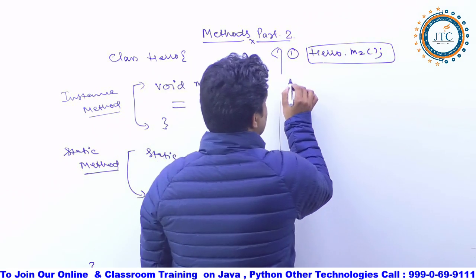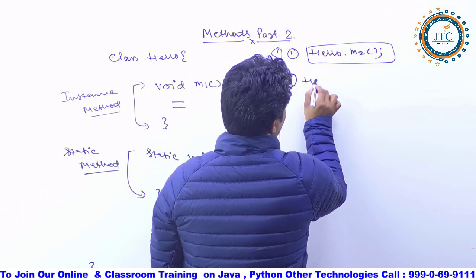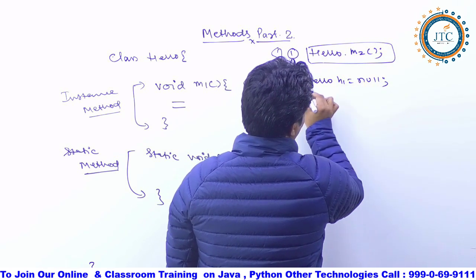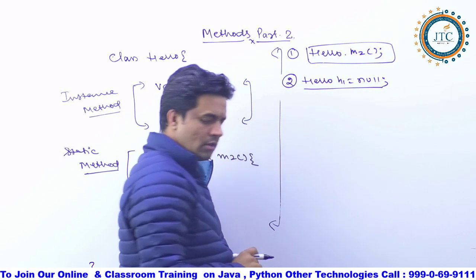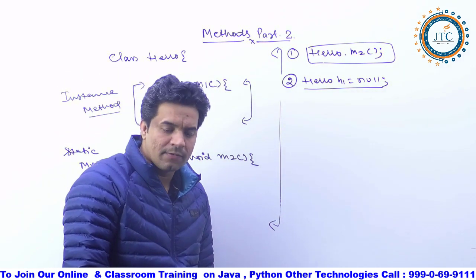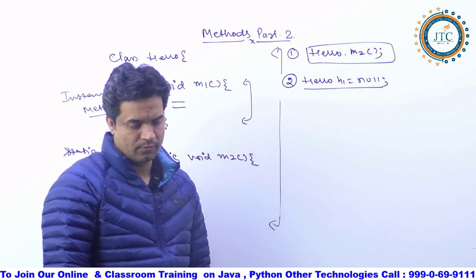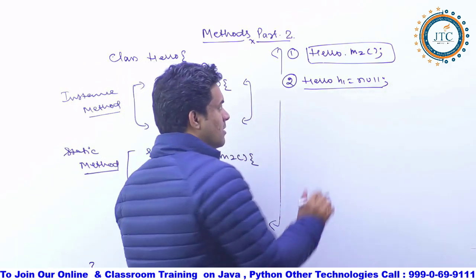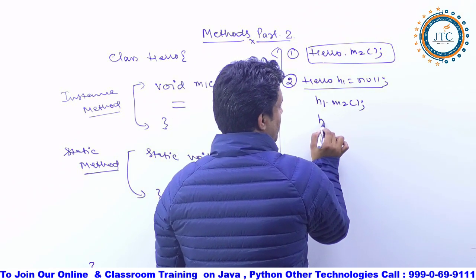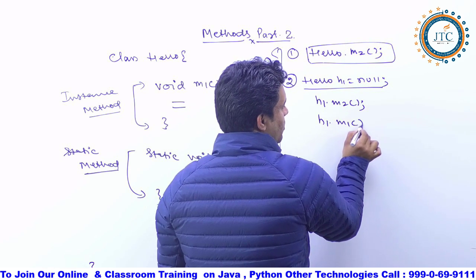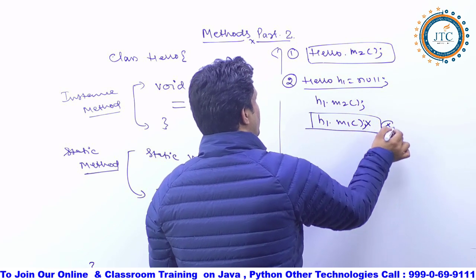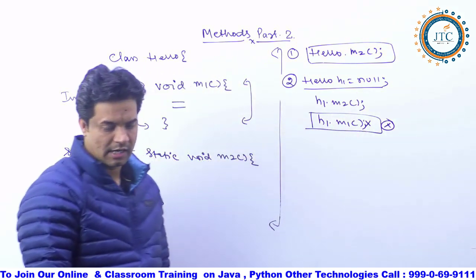Now the second point: here I am writing Hello h1 = null. We can call the static method with the reference variable which contains null also. Here I am calling h1.m2 method, I can call it, but remember at the same point h1.m1 method we cannot call because this is an instance method. We cannot call it with the reference variable which contains null.